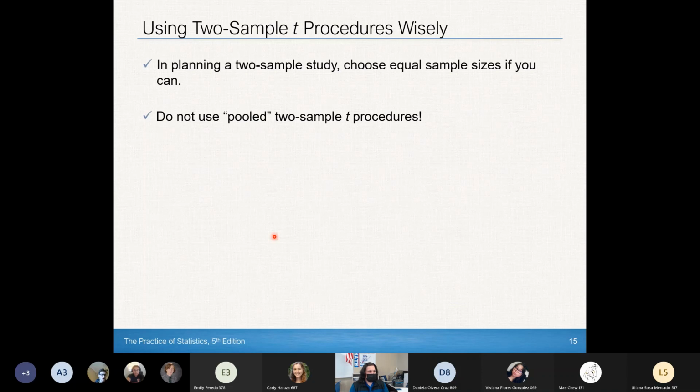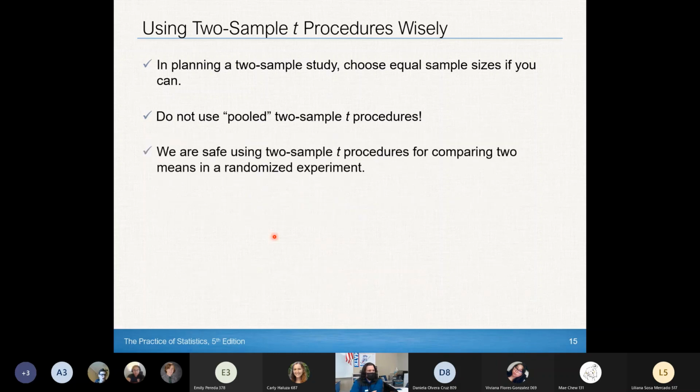Do not use pooled 2-sample t procedures. We will not go into what this is. We don't need it. However, it does show up as an option on things like your calculator. It will give you the option when doing a 2-sample t test to do pooled data samples. Don't select it. Choose the other option. There's only two. It says pooled or something else. I don't remember what it says. Just make sure pooled is not highlighted. If it's an option, don't choose it. We're not using it.